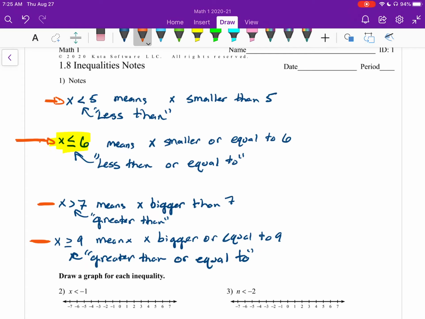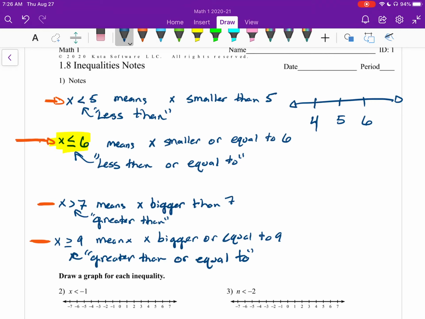Now, if we were to graph these, and the graphing might actually be new for you guys, I'm not sure. So x is less than 5, you make a little number line, and we put 5 on it. We'll put 6, and we'll put 4 on it.